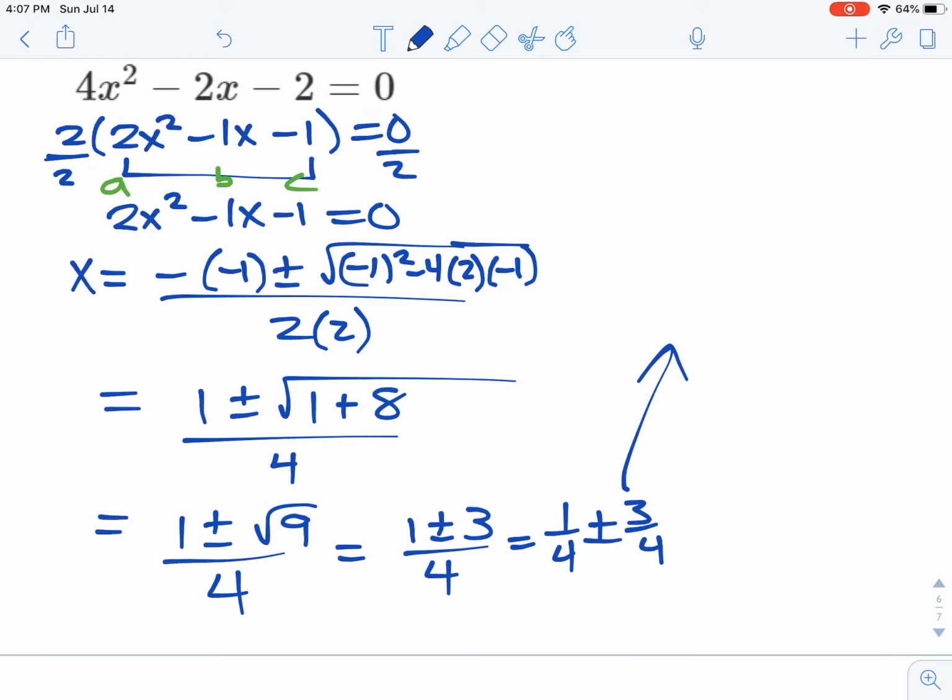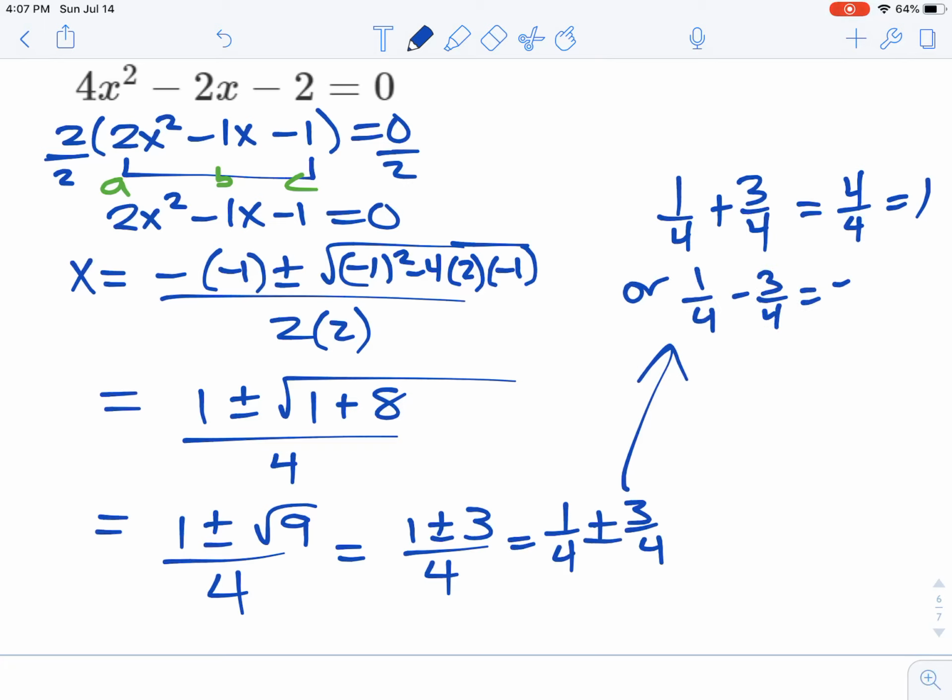So 1/4 plus 3/4 would be one option, which would be 4/4, which is 1. Or 1/4 minus 3/4 would be negative 2/4, which is negative 1/2. There's our two answers, negative 1/2 and 1. Either order is totally fine. And that's it. That's how we use the quadratic formula. Even though it actually was factorable here, we can use it to find our answers a little differently.